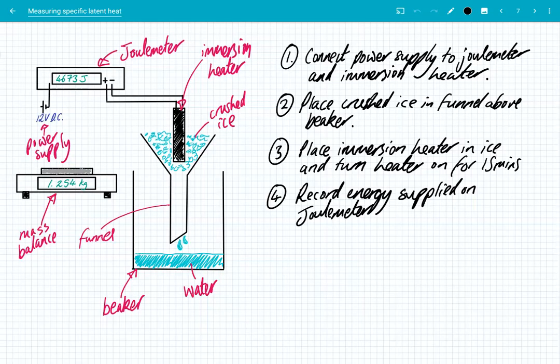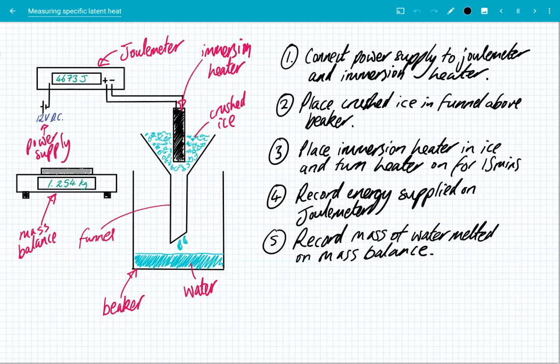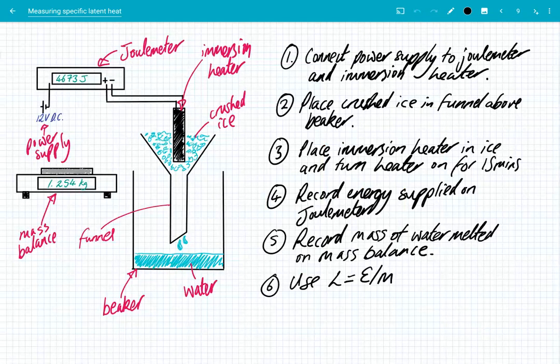Step 4, once we're happy with the amount of water or ice that we've melted, we're going to turn the heater off and we're going to record the energy supplied using the joule meter. Once we've recorded that, we're going to take our water that's been melted and we're going to measure how much water has been melted using our mass balance. And then we've just got one final step. We go back to our equation that the latent heat is the energy that we have supplied divided by the mass of water that has been melted. And it's that simple. That simple experiment gives you the latent heat of fusion of ice.